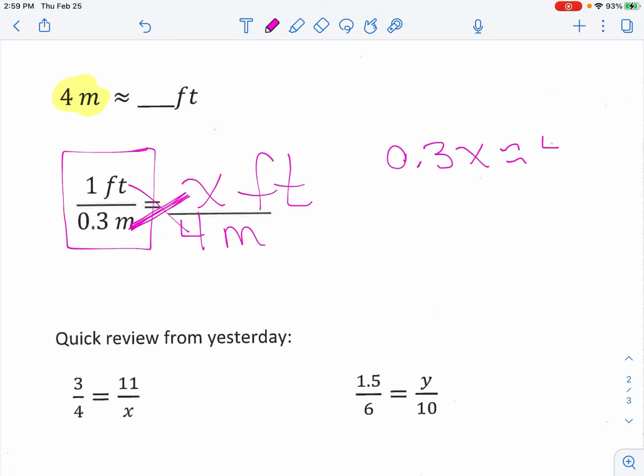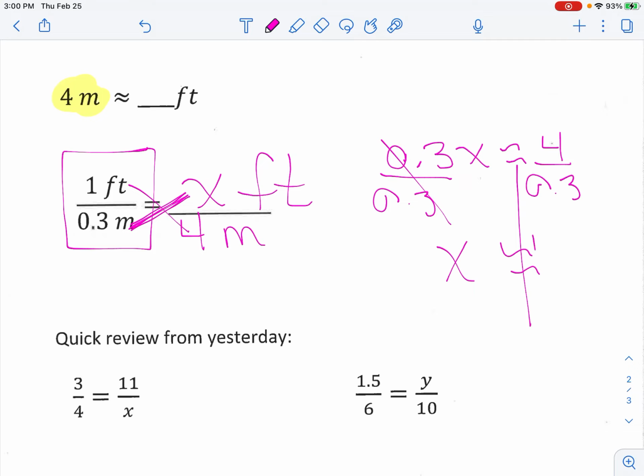1 times 4 is 4. So 3/10 times what is about 4? So we're going to divide the left by 3/10 and the right by 3/10. Everything on the left is going to cancel. Go to your handy dandy calculator. We're going to do 4 divided by 0.3.